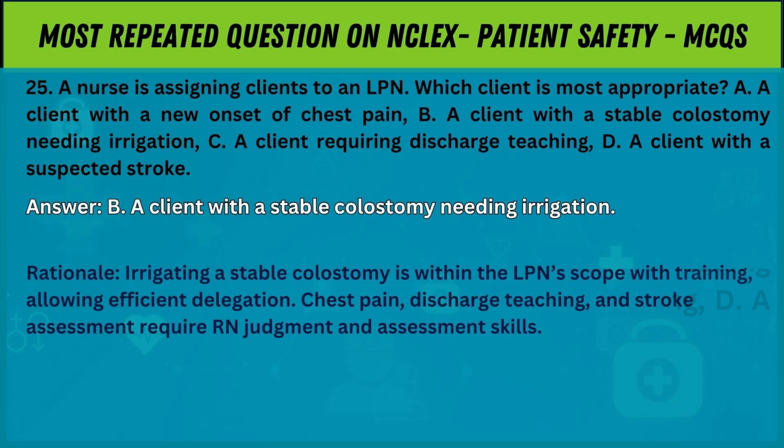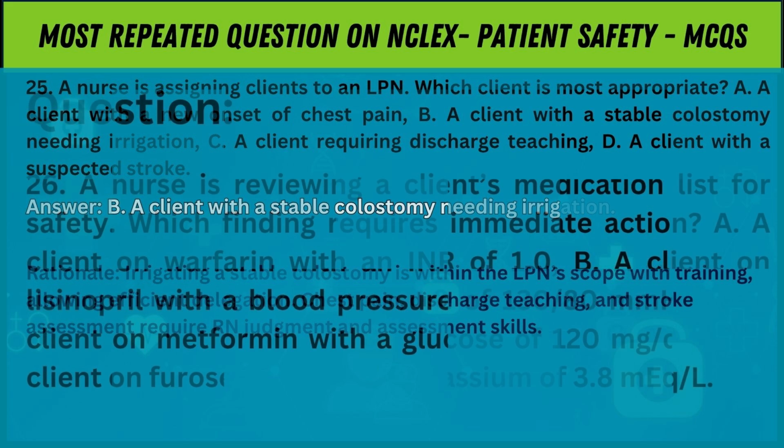Answer: B. A client with a stable colostomy needing irrigation. Rationale: irrigating a stable colostomy is within the LPN scope with training, allowing efficient delegation. Chest pain, discharge teaching, and stroke assessment require RN judgment and assessment skills.